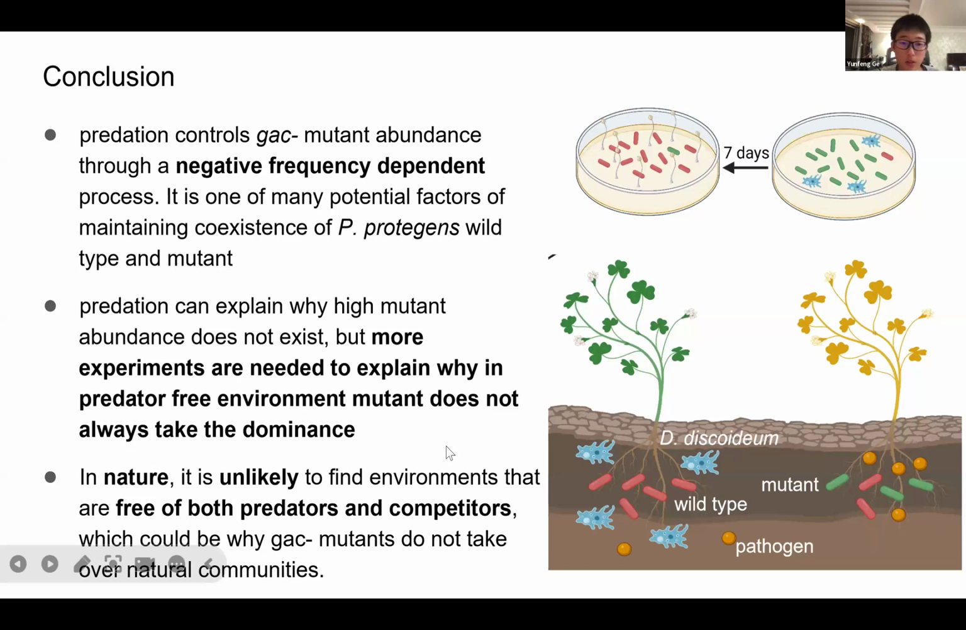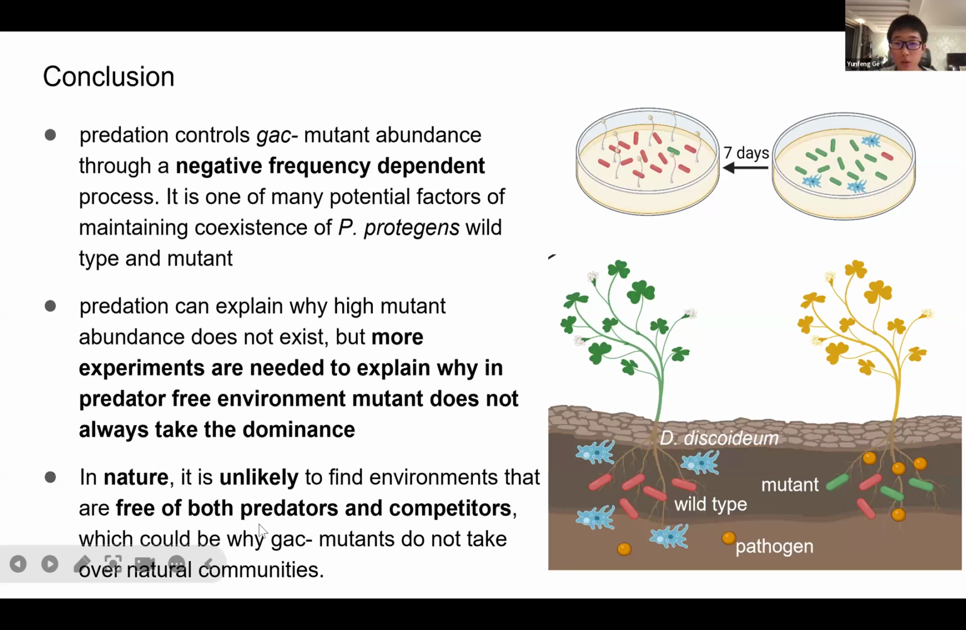So thirdly, in nature, it's unlikely to find environments that are free of both predators and competitors. So that could be why GAC mutants do not take over the wild type in the natural communities in the wild, even though they exist spontaneously in nature.